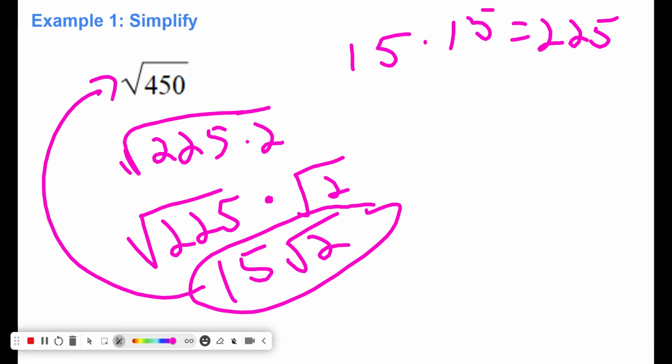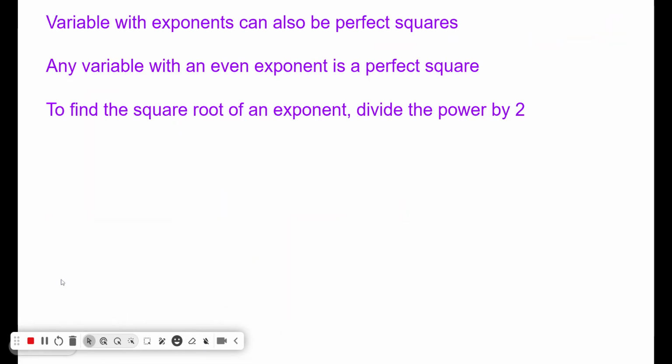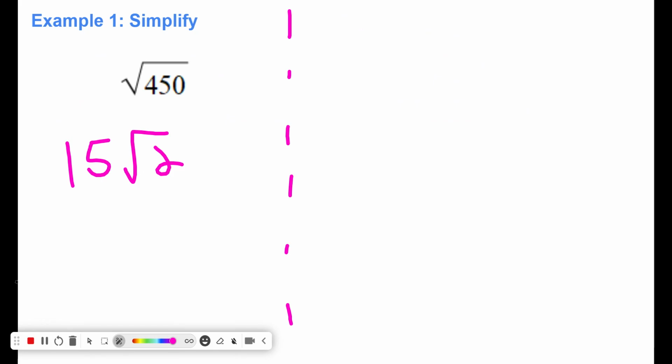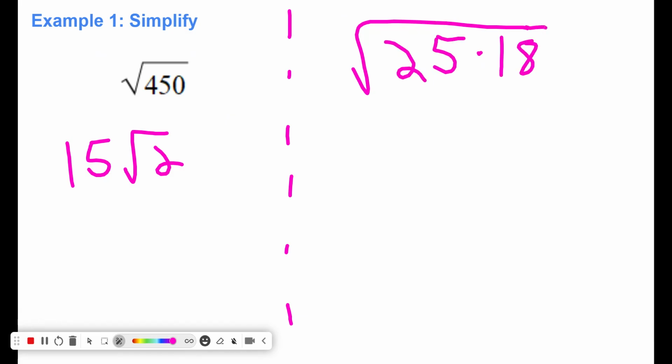Now there's more ways we can do this, so let's take a look at those in another example. Variables with exponents can also be perfect squares. Oh, sorry, going to go back here. I did want to talk about, let's just say that you didn't know that the square root of 225 was 15 off the top of your head, and you went a different direction. Let's say you went with 25 times 18, because you saw 450 and thought 25 would definitely go into that. You took your calculator, did 450 divided by 25, and you got 18.